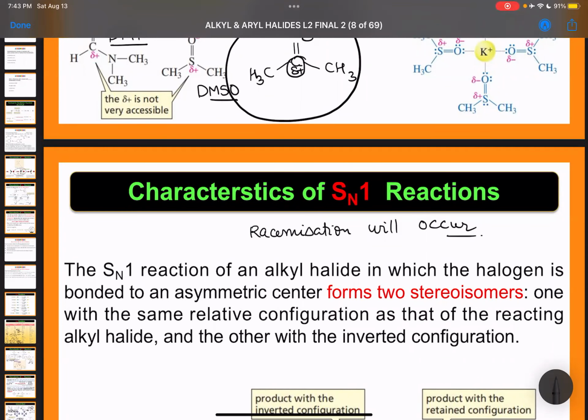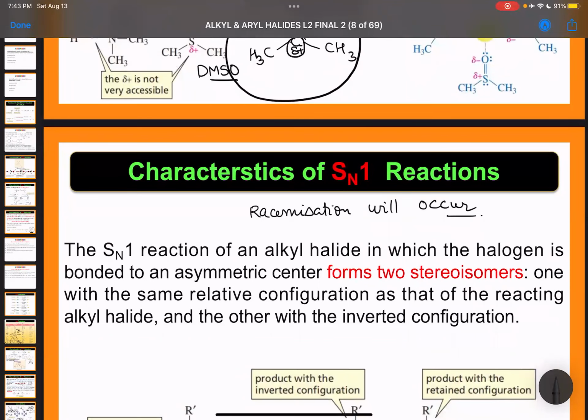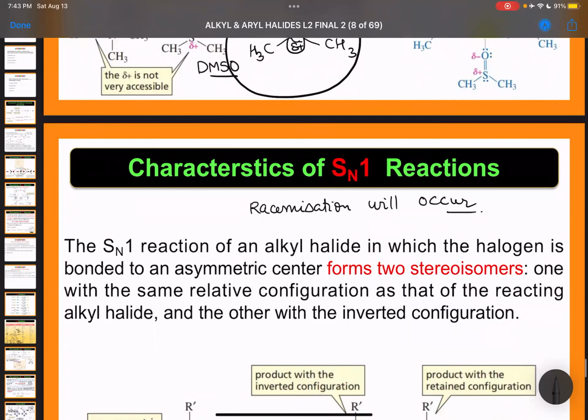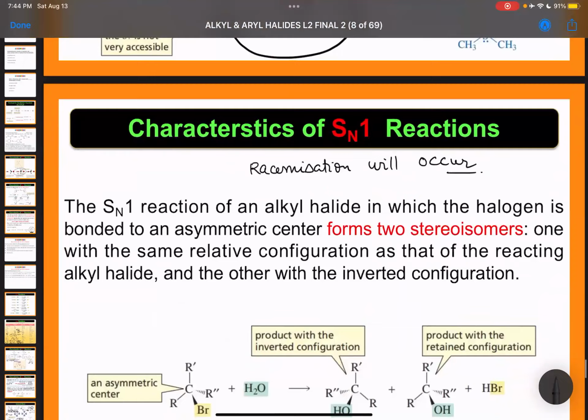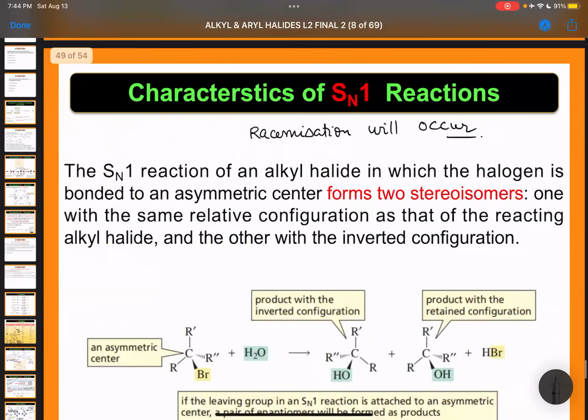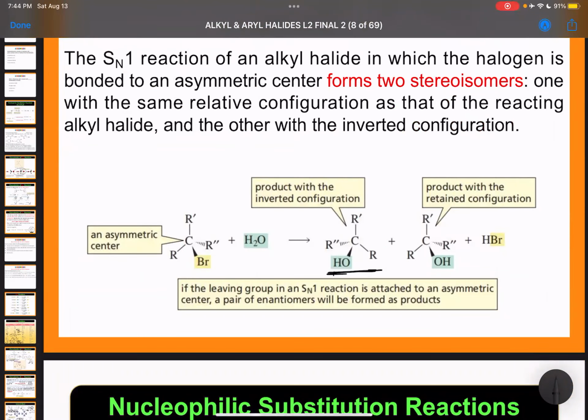Where can the nucleophile come and join? Because this is a flat molecule, the nucleophile can come and join from both the sides with equal probability. Clear? So a racemic mixture is going to form. Racemization is going to occur. You can see over here the racemic mixture. Racemic mixture means what?